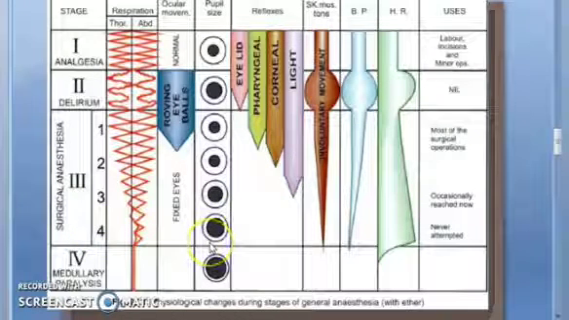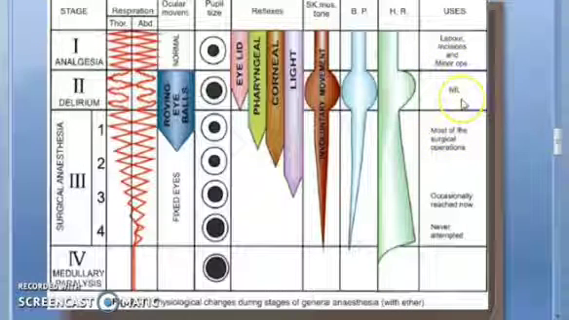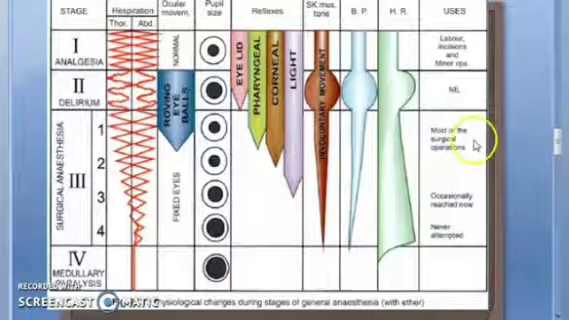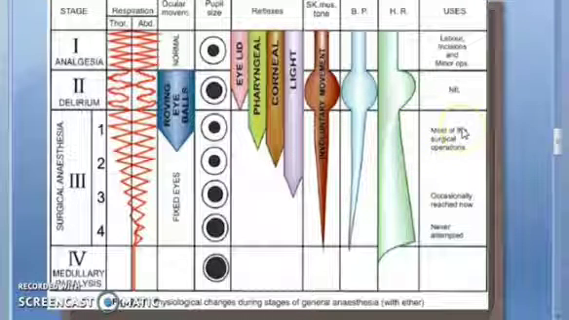In plane 4, there is intercostal paralysis, shallow abdominal respiration and dilated pupil. You can see the pupil is dilated here. So what are the uses of all this? In the delirium stage, it's not used for anything, but in the surgical stage, surgical operations are done in surgical anesthesia. That is in stage 1, possibly stage 2. Stage 1, stage 2 looks like they have written as surgical operations.